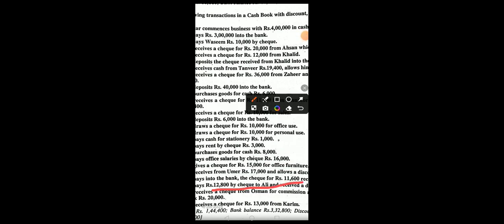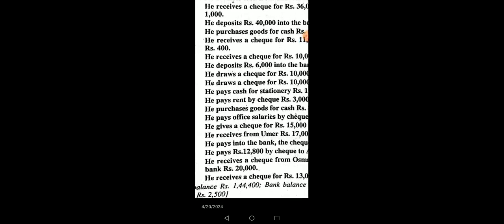He pays 12,800 by check to Ali and received what? And received discount. So the matter is this: in the 30th entry, he pays a check to Ali. पहले इसकी entry करेंगे and then discount is involved in it. 30th entry, he pays a check to Ali. Okay, when you are giving someone a check, what does that mean?